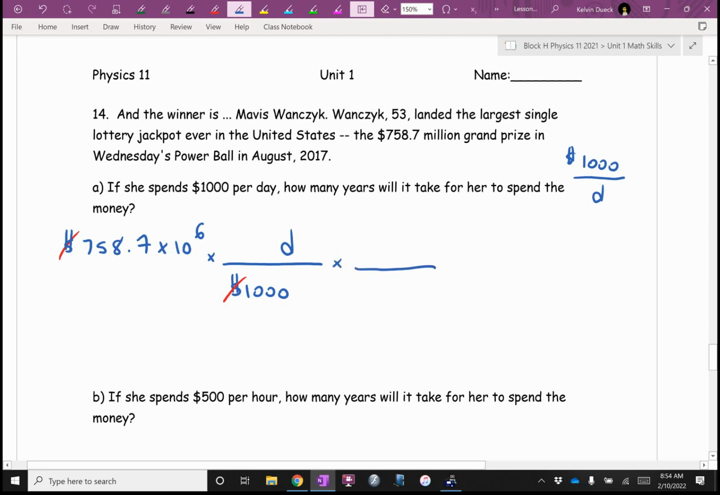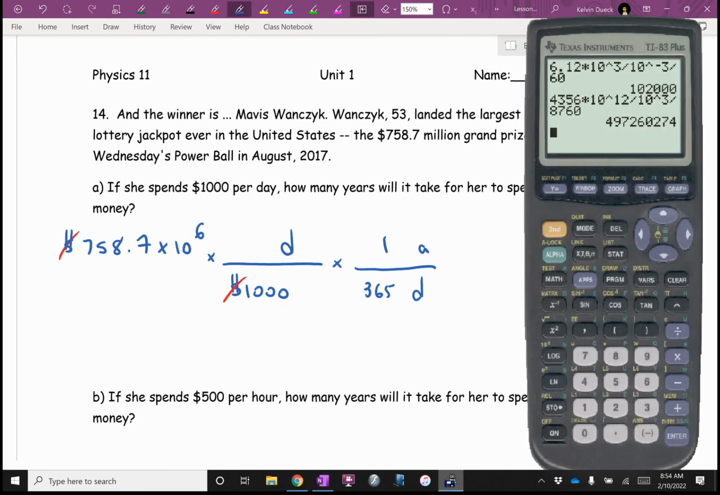Where am I going to put days in my next fraction, Casey? Top or bottom? And I think I could go to years. How many years is how many days? 1 year, 365 days. So I think what I'm going to do is I'm going to go 758.7 times 10 to the 6, divide by 1,000, divide by 365. How many years will it take her to spend this money? Come on, you want to find out.